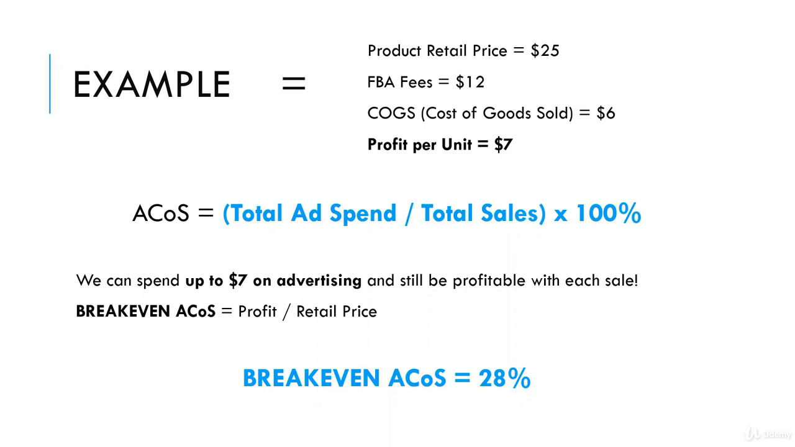Remember, our ACOS is total ad spend divided by total sales generated by those ads. So I can spend up to $7 and still break even. So my break-even ACOS is profit divided by retail price. So 7 divided by 25 equals 28%.